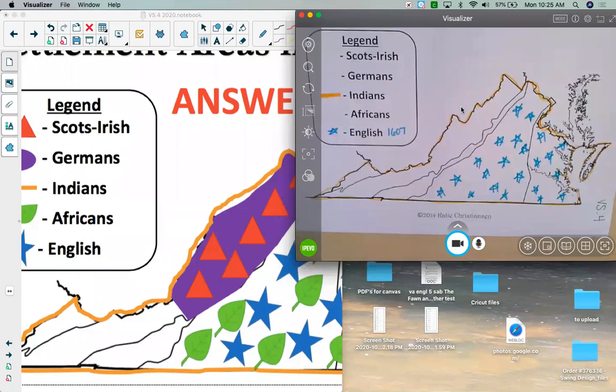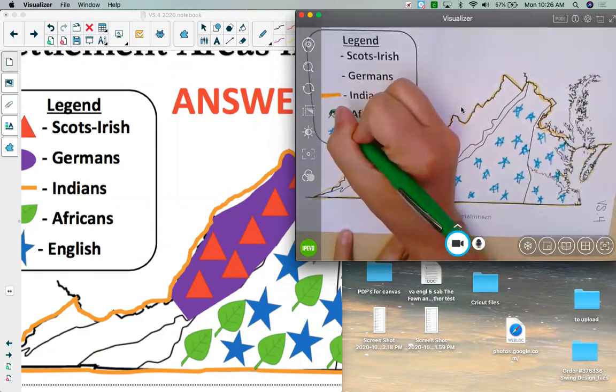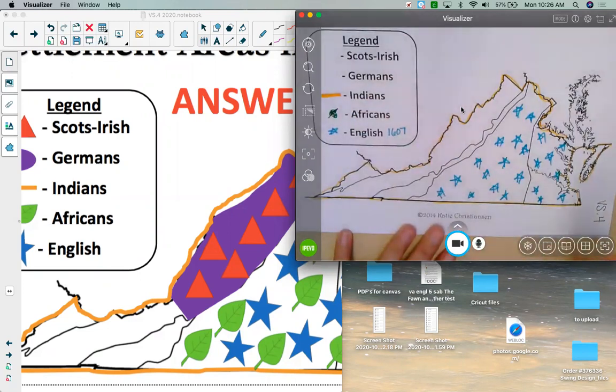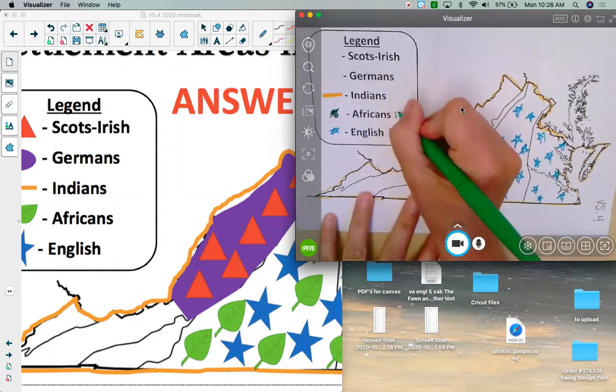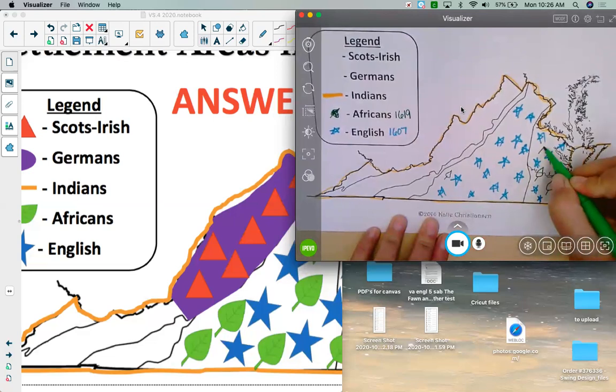Okay, boys and girls, the next group that came to Virginia are the African Americans. And we are going to represent African Americans by a tobacco leaf because African Americans helped us to expand the Virginia colony tobacco economy. Now, I know that does not look like a very good tobacco leaf, but we're going to make it work. And they came in 1619. And remember, they did not come willingly. They were brought against their will. So, and they lived primarily in the coastal plain tidewater region where tobacco was grown the most.